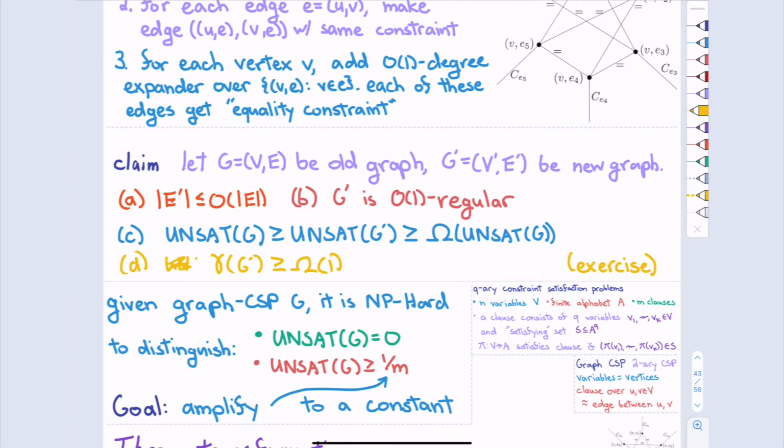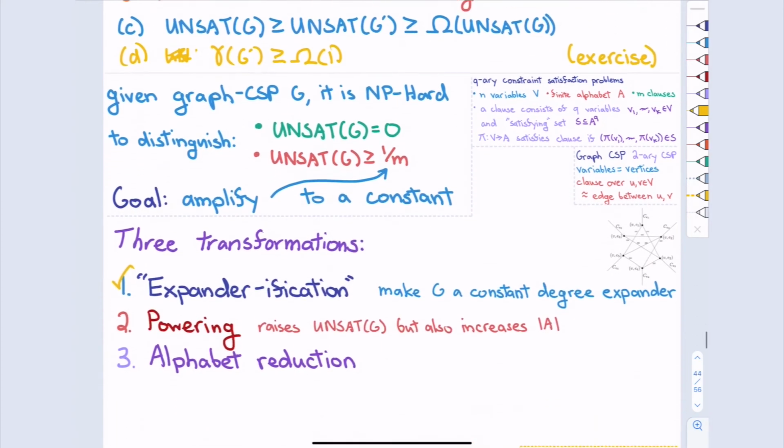But this is important. When we go into the next step, all we really need to know is that we didn't lose too much on the unsat. We prefer not to lose anything because we're trying to put unsat up, but you lose a constant. We'll try to make up for that in the next step. But it is important that we have a constant spectral gap after this, the size didn't go up by too much, and that we have a regular graph.